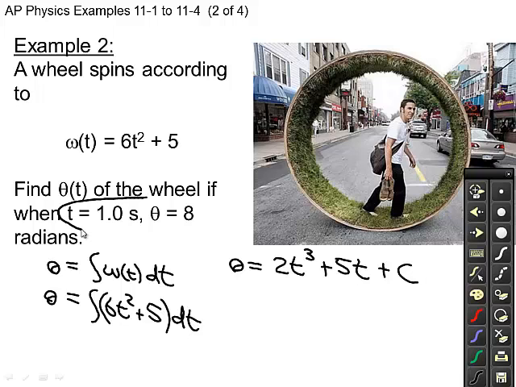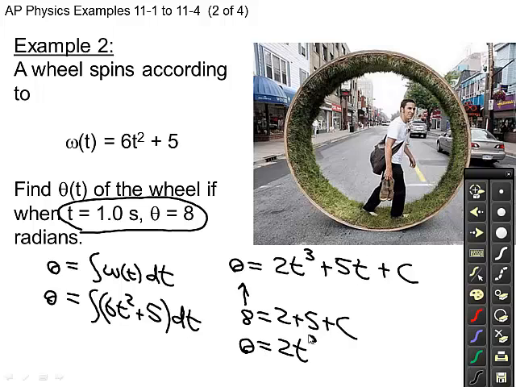But notice what they do. They give us some info. They say, for this particular function, when t is 1 second, theta is 8. So when theta is 8, I'm going to stick 1 in for the time. If that statement is true, what's C? 1. So my answer is theta as a function of time is 2t cubed plus 5t plus 1.